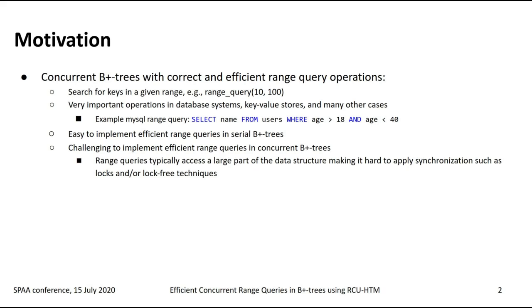Range queries are operations that search for keys inside a given range. They are very important in database systems, key value stores, and many other use cases. In serial B+ trees, it is easy to implement efficient range queries, but in concurrent versions of B+ trees, it is very challenging to do so, since range queries typically access a large part of the data structure, and this makes it hard to apply synchronization mechanisms such as locks and lock-free techniques.